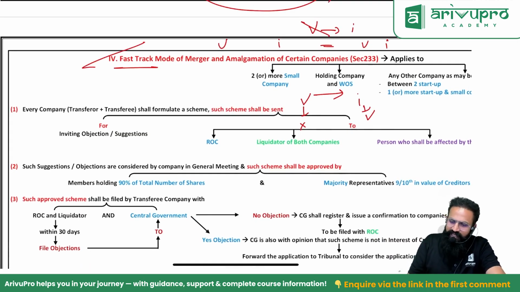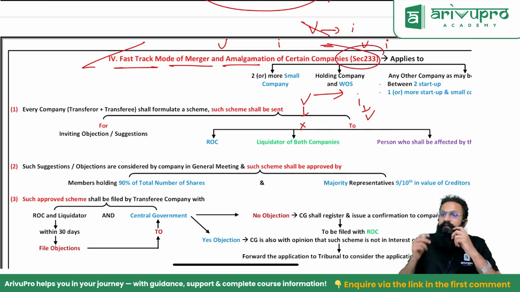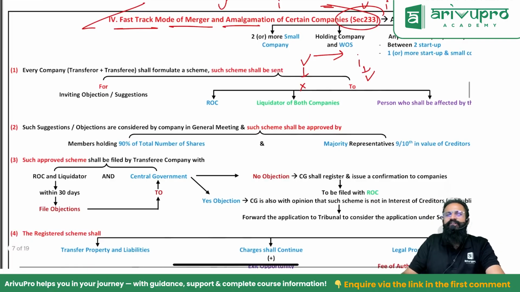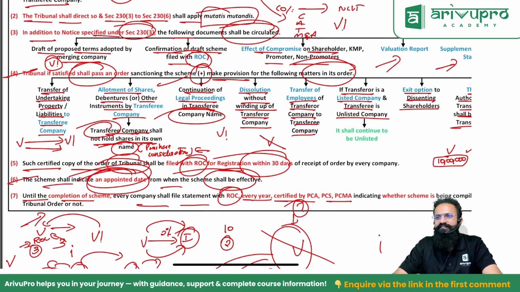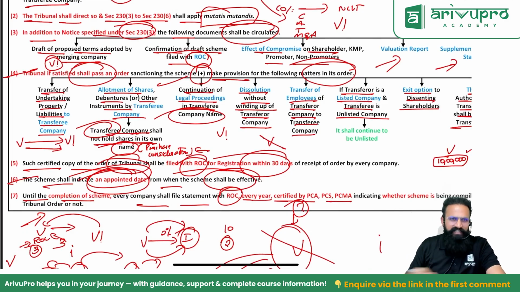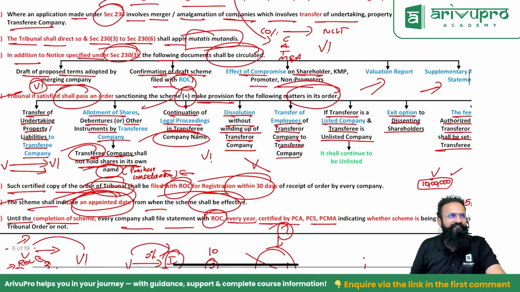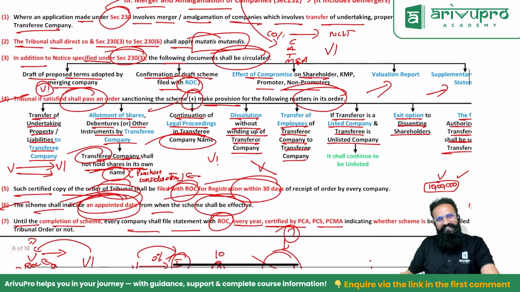Okay, fast track mode of merger and amalgamation for certain companies. Mithun says, sir, who will follow all this, 1 year, 2 years and all? I don't have patience. I want to finish it off quickly. Do I have any scheme like that? I have to finish it off quickly. Wonderful, no? How have we corrected it now?